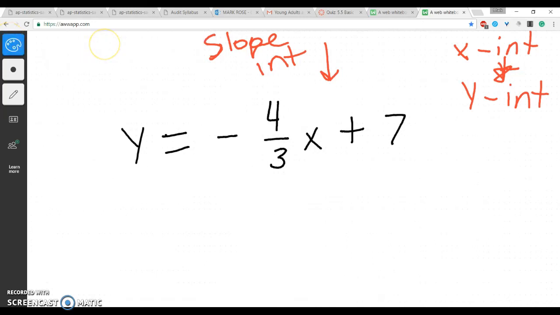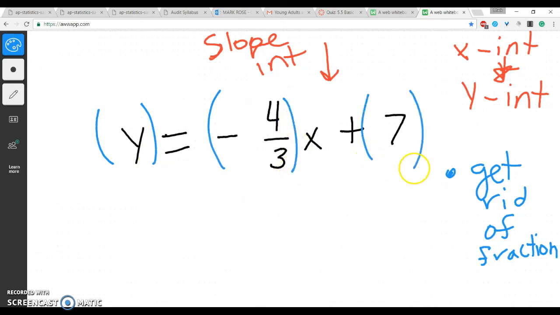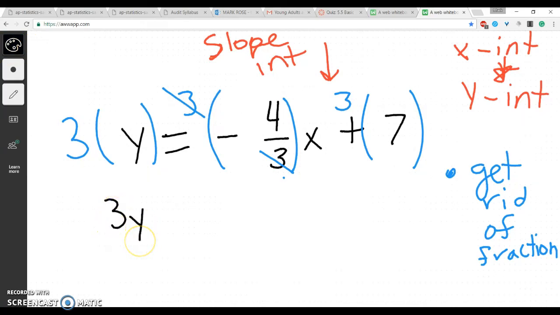The first thing you need to do to get into standard form, we're going to make a list, is we're going to get rid of the fractions. So to get rid of the fractions, I'm going to take all the numbers and times them by the bottom of that fraction. So I'm going to times everything by 3. That's going to cancel out this, because 3 times 4 is 12, and then 12 divided by 3 is 4. So those actually cancel. This would become 3y. That would be negative 4x, again, because those 3's canceled. And this would be 21.